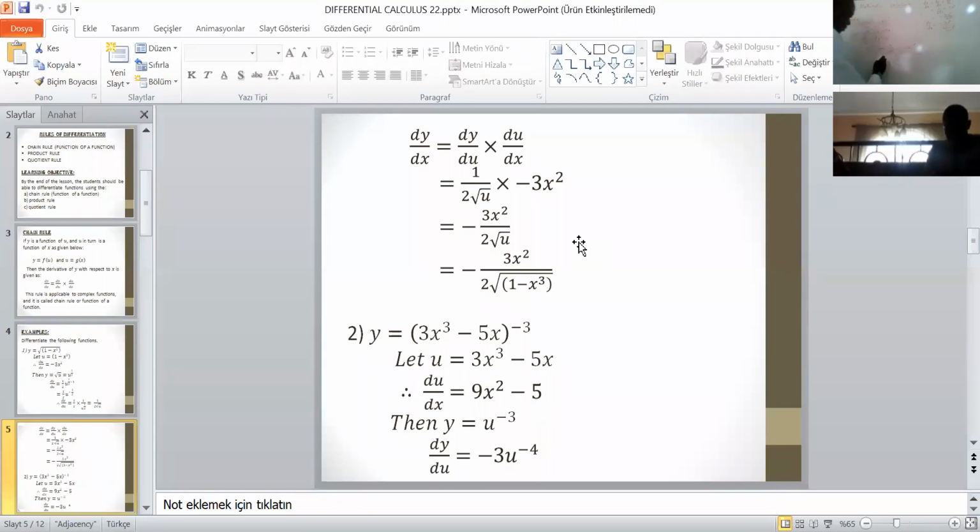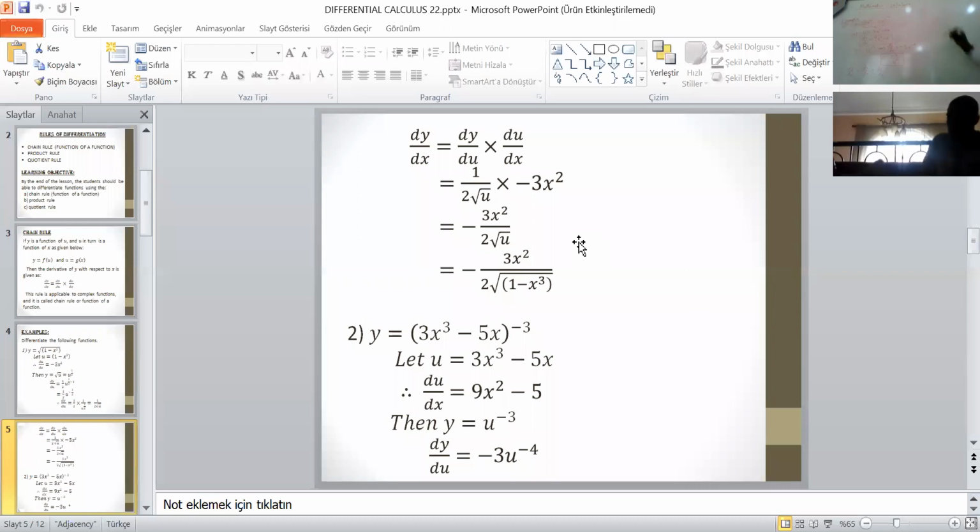So this is dy du, and this is our du dx. So then we can use our chain rule. Our dy over dx is equal to dy over du times du over dx. So you substitute, then we have this. Let's put it on the other side of the board.